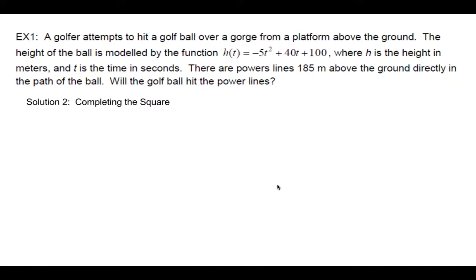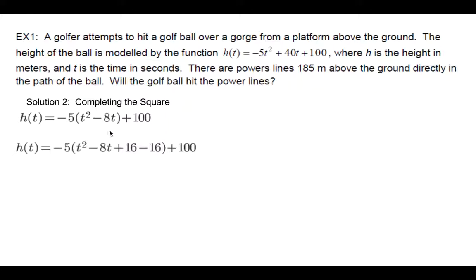Another solution is to complete the square. So if you've got this, you can take out the negative 5. Don't take it out of the 100. You don't need to. Leave the 100 on the outside. So divide positive 40 by negative 5 to get negative 8. We complete the square by dividing 8 by 2 and squaring it. So 4 squared is 16. This number will always be positive.